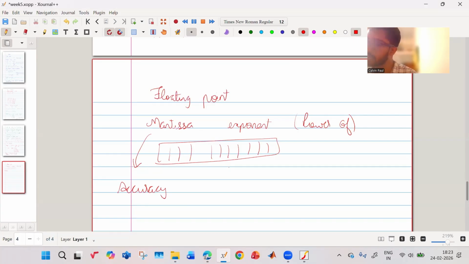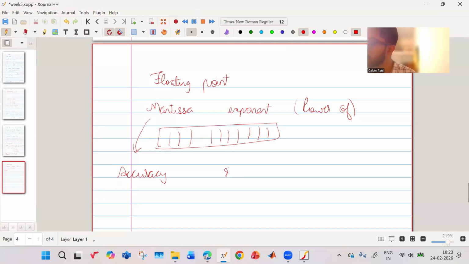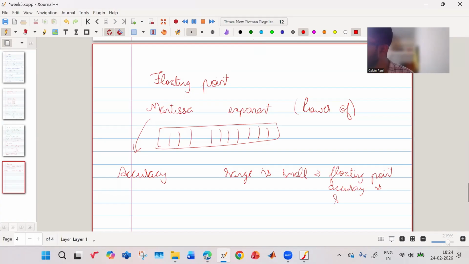So what happens is when the range is small, the floating point accuracy also is as small as you need. But when the range is large, the accuracy, or not the accuracy, the resolution, the resolution also is large.